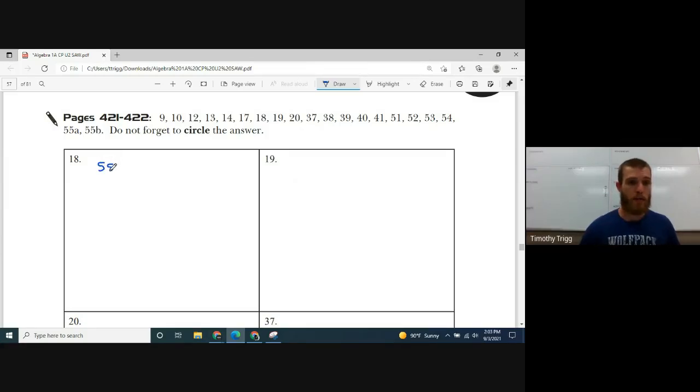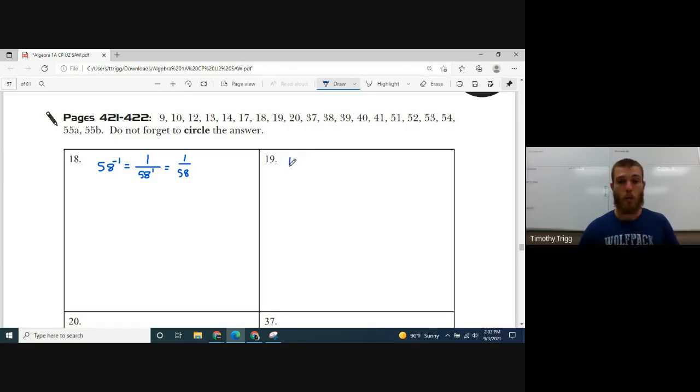18. 58 to the power of -1. Again, we have a negative exponent here, which means we need to put it in the denominator, and that'll make it a positive exponent. We'll put 1 over that. Anything to the power of 1 is just itself, so we can write that as 1 over 58.